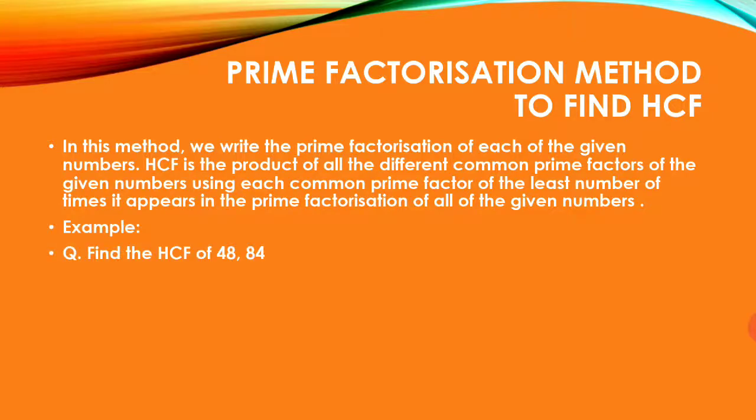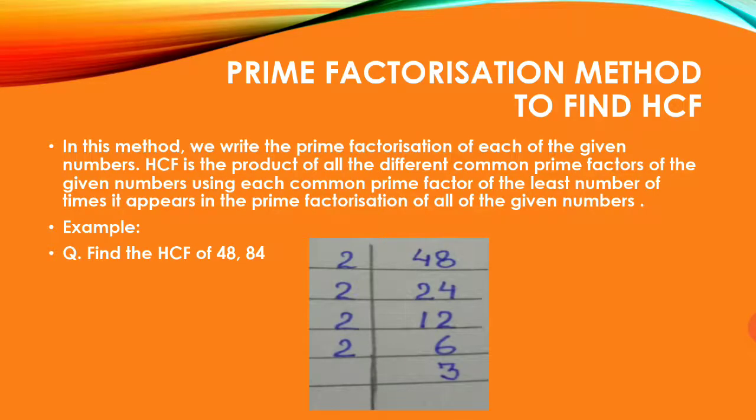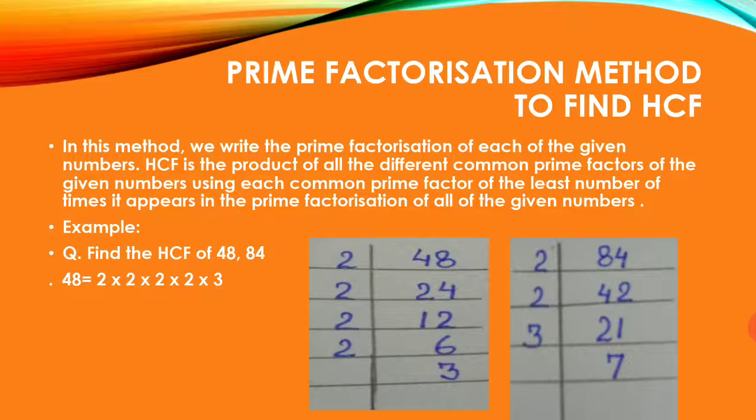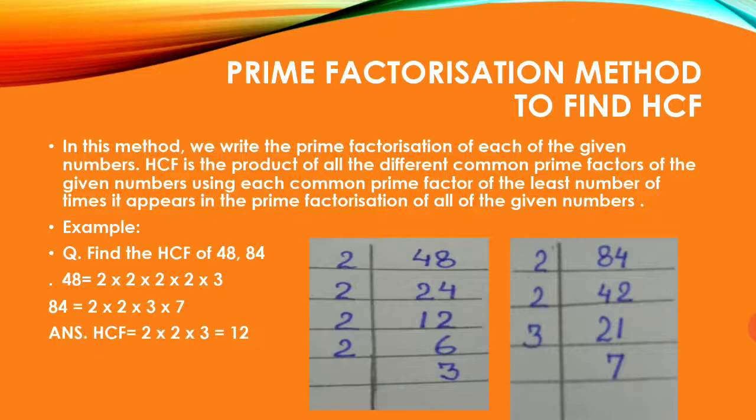For example, we have to find the HCF of 48 and 84. So first find all the prime factors of 48. Now you can see we have got the factors as 2 into 2 into 2 into 2 into 3. Now we will find the prime factors of 84. Now here we have got 84 is equal to 2 into 2 into 3 into 7. So HCF of 48 and 84 will be 2 into 2 into 3, that is equal to 12.